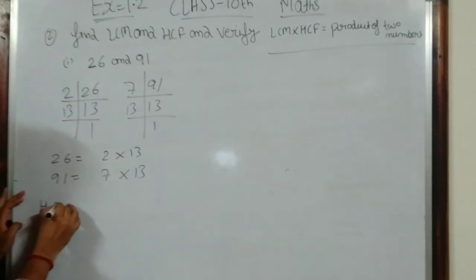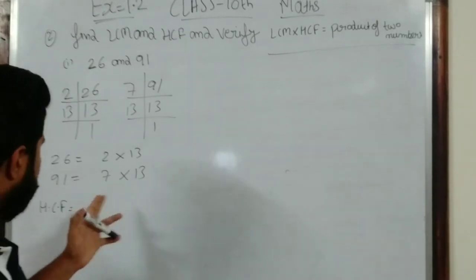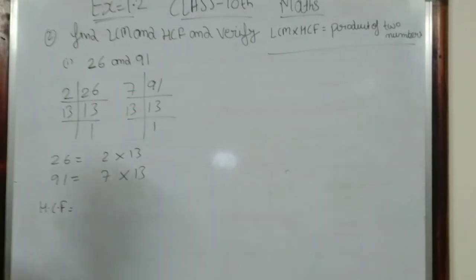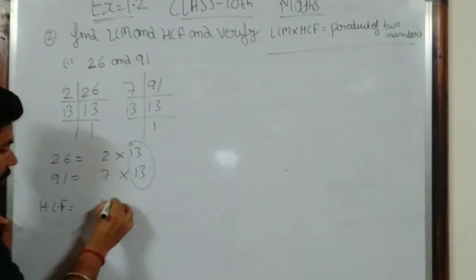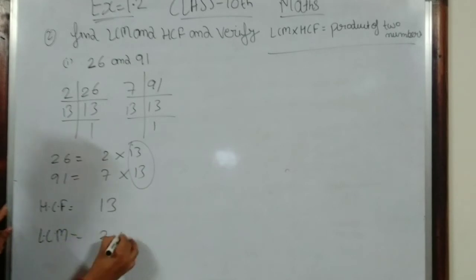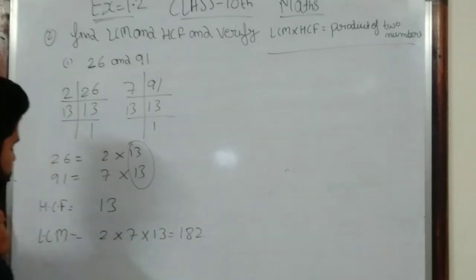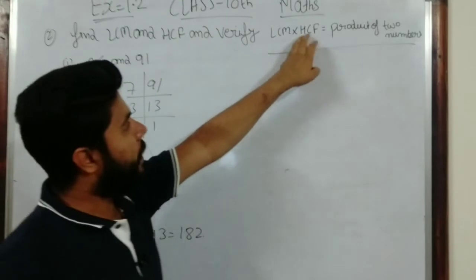So what is the HCF? I have told you about the HCF and LCM. HCF is the product of the smallest power of each common prime factor. If you don't know about that, then go to my previous video where I discussed the HCF and LCM. So here the only common factor is 13. The HCF is 13 and the LCM is equal to 2 multiplied by 7 multiplied by 13. I have already done this multiplication. The answer is 182.